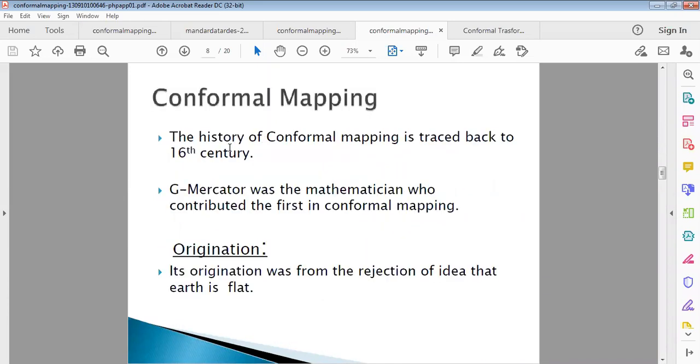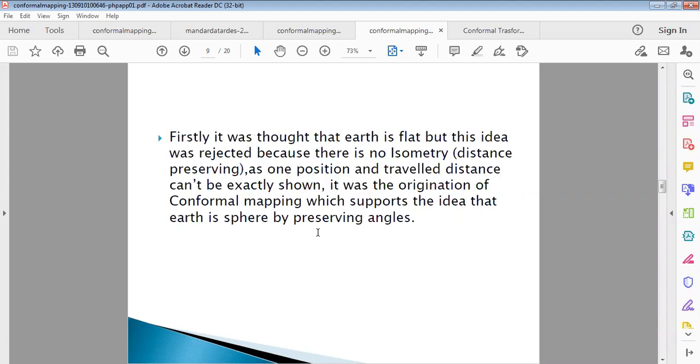So conformal mapping, the history of conformal mapping is traced back to the 16th century. Mercator was the mathematician who made the first contribution to conformal mapping. Its origination was from the rejection of the idea that Earth is flat. Once upon a time, many scientists considered the Earth as flat, but actually it is not flat. And this shape of Earth is also a mapping of the real world.